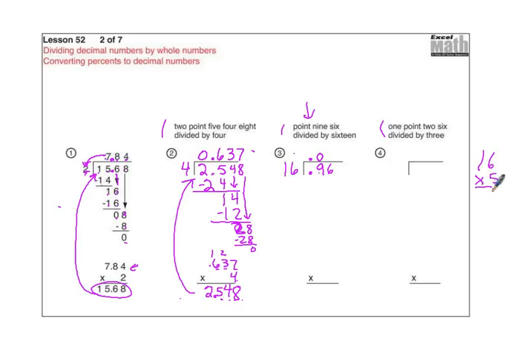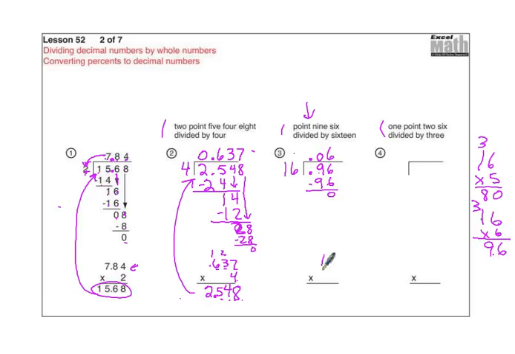How about 5? 6 times 5 is 30, carry the 3. That's 80. I wonder if it can go in again. Let's try 16 times 6. 6 times 6 is 36, carry the 3. Hey, 96, there it is. So 6 would be the answer, and it comes out to be 0.06.